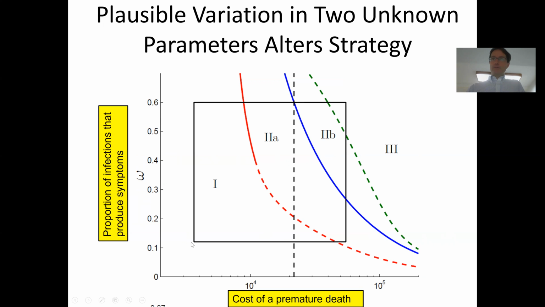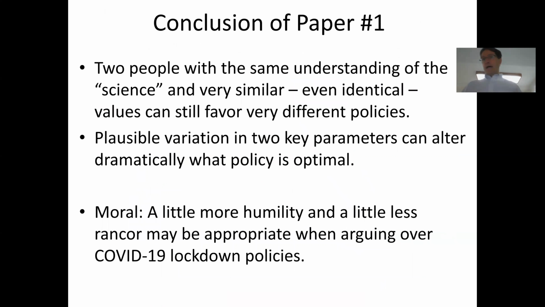Down here in the lower left, the optimal strategy is to do low lockdown. Here it's short lockdown. Here it's long lockdown. Here it's constant lockdown. This means that 2 people who agree on the exact same epidemic equations, who agree on almost all of the parameters, and who only disagree on these 2 parameters about which there can be legitimate disagreement, can conclude that radically different strategies are optimal. And that's the conclusion.